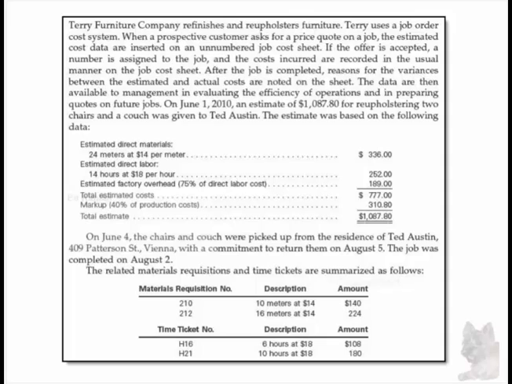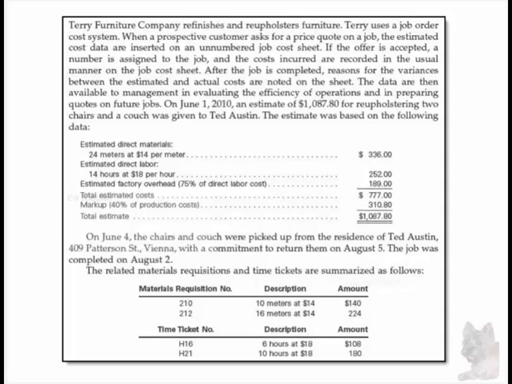On June 1st, 2010, an estimate of $1,087.80 for reupholstering 2 chairs and a couch was given to Ted Austin. The estimated costs were based on the following data, and you can see on the middle of the screen they were expecting to use 24 meters of direct materials at $14 per meter for a total of $336, and they were expecting to use 14 hours of direct labor, paying the direct labor a wage of $18 per hour, and perhaps that's an average wage.